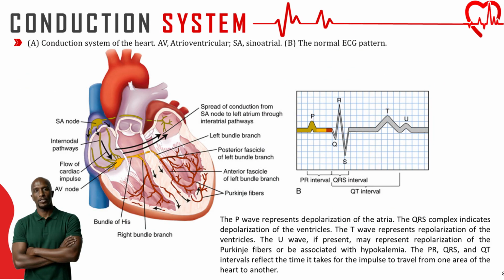The heart's conduction system includes the sinoatrial, SA, and atrioventricular, AV nodes. The ECG pattern shows the P wave for atrial depolarization, QRS complex for ventricular depolarization, and T wave for ventricular repolarization. The U wave may indicate Purkinje fiber repolarization or hypokalemia. PR, QRS, and QT intervals measure impulse travel time.